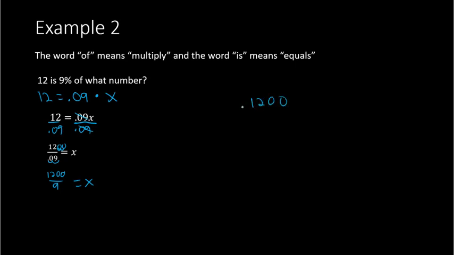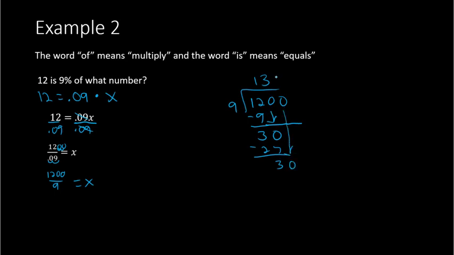So doing this by hand, we would have to divide. 9 goes into 12 one time. 1 times 9 is 9. Subtract, and we get 3. Bring down the 0 and repeat. 9 goes into 30 3 times. 3 times 9 is 27. Subtract, and we get 3. Bring down the 0 and repeat again.